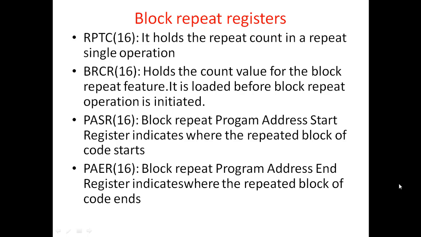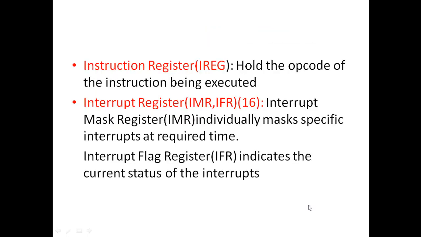PASR, the block repeat program address start register, indicates the 16-bit address where the repeated block of code starts. PAER, the block repeat program address end register, indicates the 16-bit address where the repeated block of code ends. Instruction registers hold the opcode of the instruction being executed.